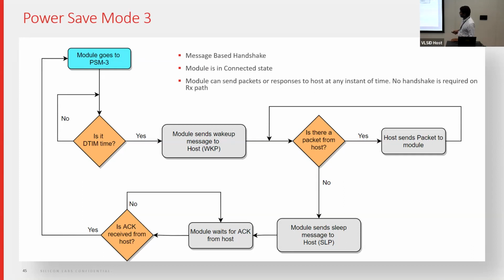And then the module will be waiting for the ACK from the host. If there is no ACK, that means the AP has some more data to send to the client. If there is an ACK from the host, then the module confirms that, okay, I don't have any packets from the host. Now I can go to the power save mode. So this is about power save mode 3. Now we'll see the power consumption.